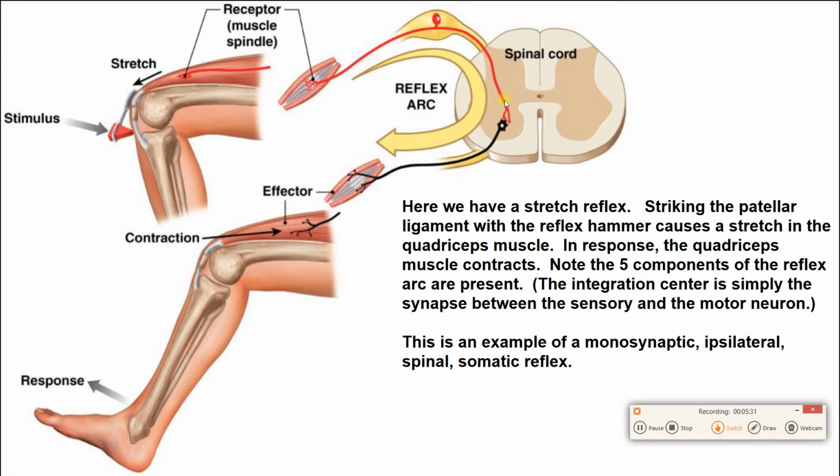So notice we have no interneuron in this case. In this case, the integration center is just this synapse right here. And then we got our motor neuron taking a command to the muscle fibers themselves, telling them to contract, which is why you see that little kick out with your foot when you have this reflex tested on you or you test it on somebody else.